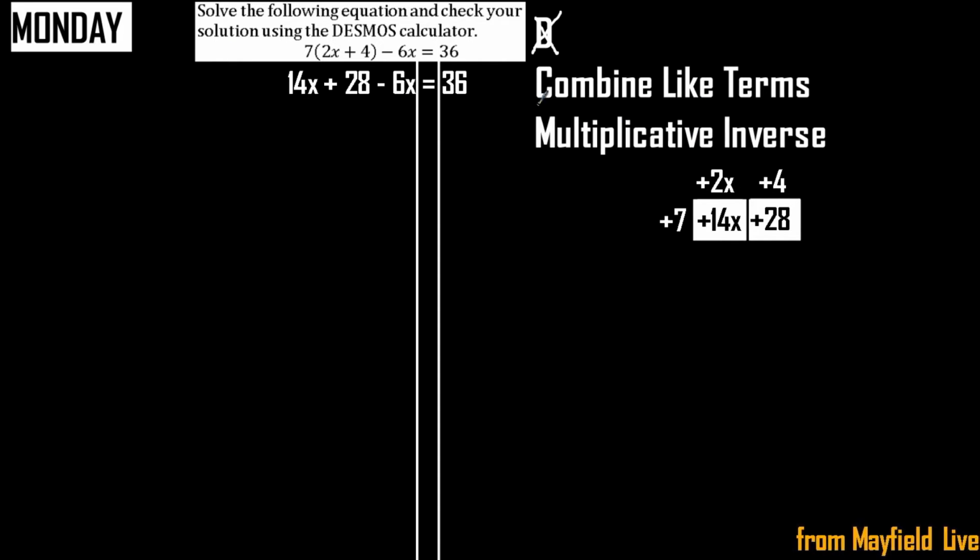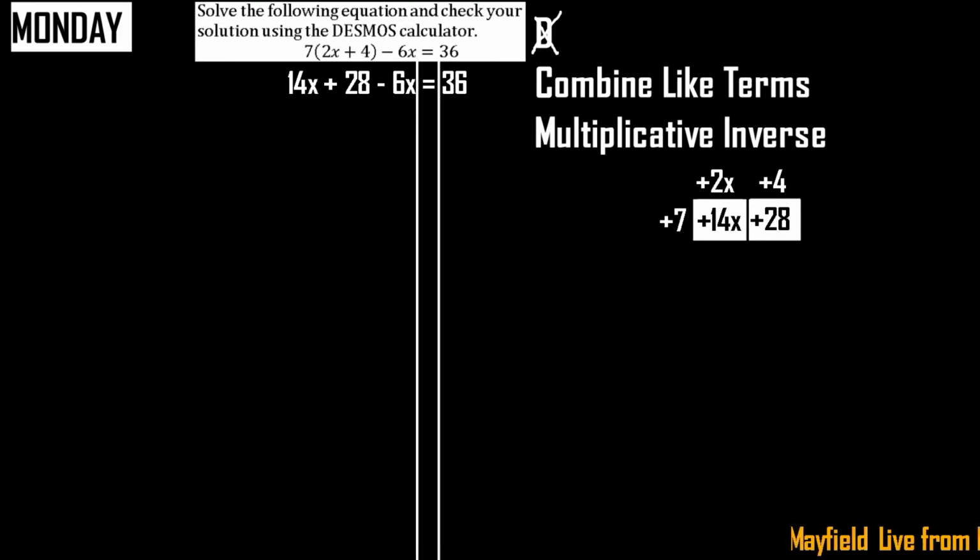Okay, so now we want to combine like terms. And that also includes we want to work on one side of the equation first, and then we can get all the variables on one side and then all the constants on the other. So let's see if we can do that. So let's combine like terms.